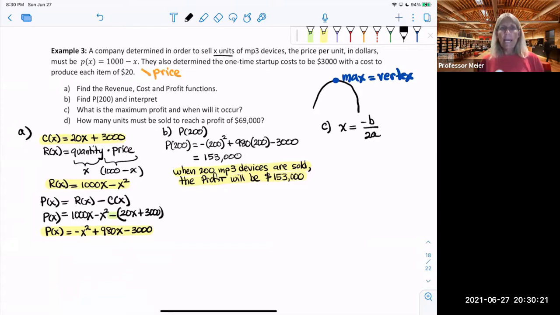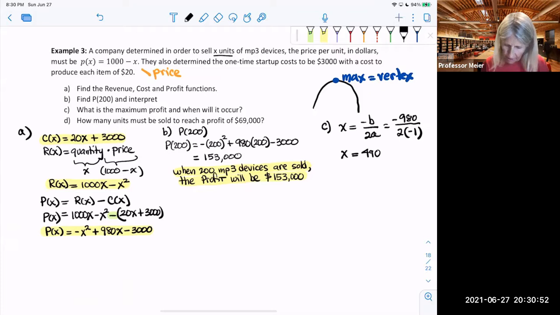All right, and so again, the A and the B come from the profit function because we're finding that max of the profit. So let's see, the B is 980, so I have negative 980 divided by 2 times A. A is the leading coefficient, negative 1, right? That's the number in front of X squared. Okay, so the X value turns out to be, let's see, negative divided by negative is a positive. I want to say 490. Yeah, 490. So remember, X is units.